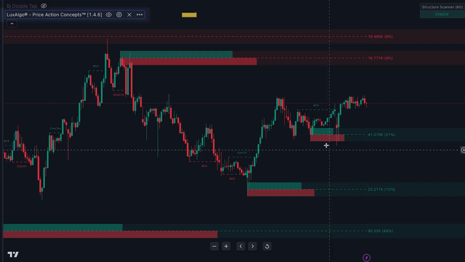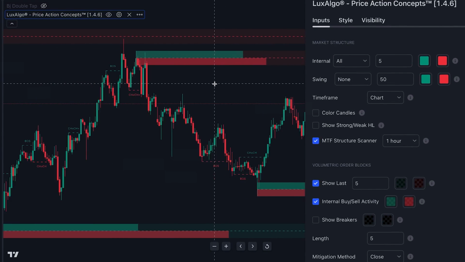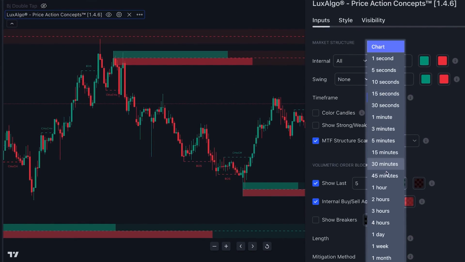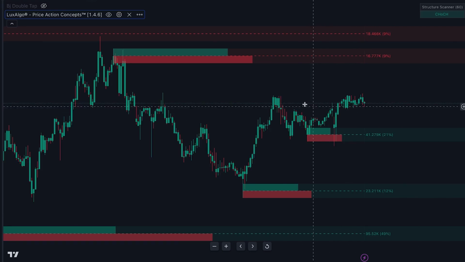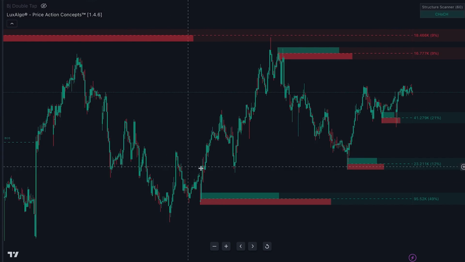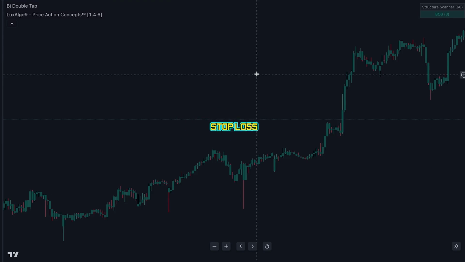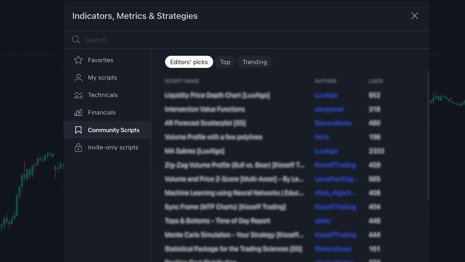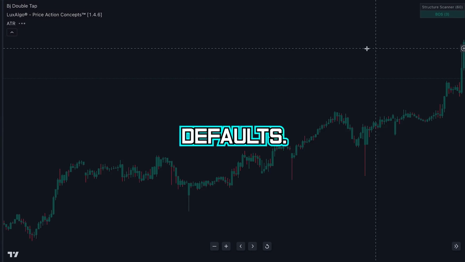For this method, we will be using the LuxAlgo Price Action Concepts indicator to detect market structure of a higher time frame to ensure that the patterns are also aligned with the direction of the overall market structure. We will be executing on a 30 minutes time frame, so we will set the market structure on the Price Action Concepts to the 4-hour time frame, and we will also enable candle coloring. This will allow us to easily at a glance see the market structure and determine what patterns are valid and what patterns are not. We will also be using an ATR stop loss finder in order to get tighter stop loss areas when entering positions, so go ahead and click on the Indicators tab, search ATR stop loss finder and add it to the chart. We will keep its settings on defaults.